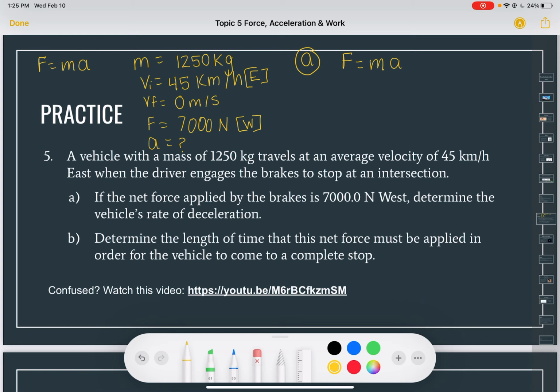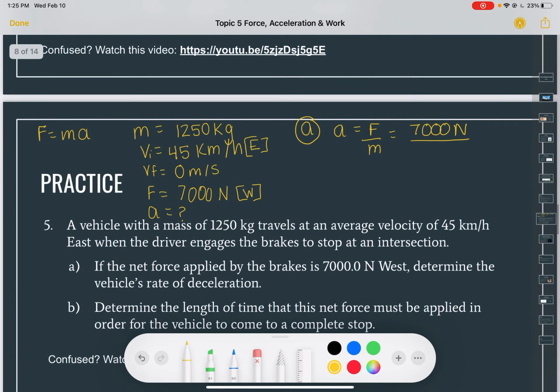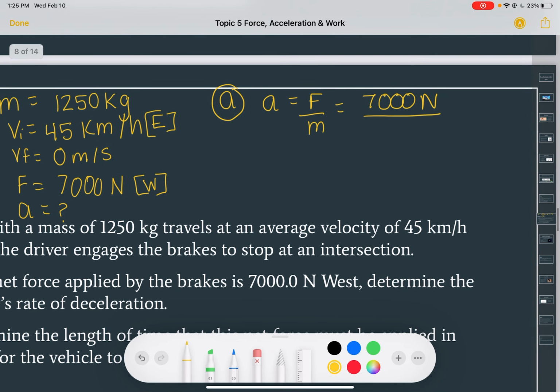So it says F is equal to ma. We're going to use that formula rearranged, which I should have rearranged before I wrote it. Rearranged would be a is equal to F divided by m. So to do that, we're going to get 7,000 newtons divided by our mass, which in this case is 1250 kilograms. So if we calculate that on our calculator, we should get the deceleration that is happening here.